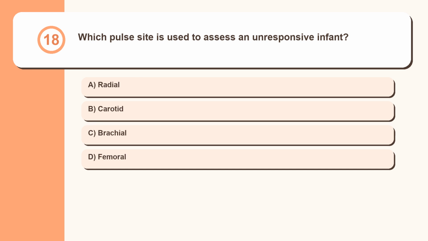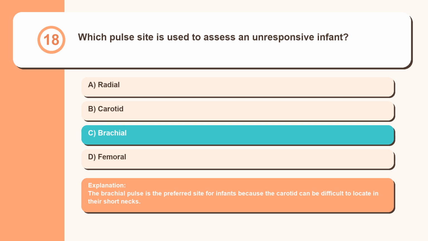Question 18. Which pulse site is used to assess an unresponsive infant? Radial, carotid, brachial, femoral. The brachial pulse is the preferred site for infants because the carotid can be difficult to locate in their short necks.